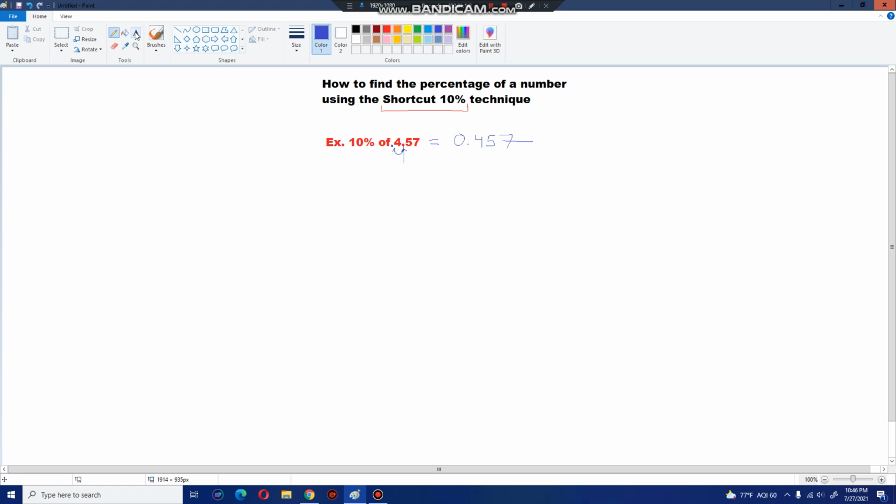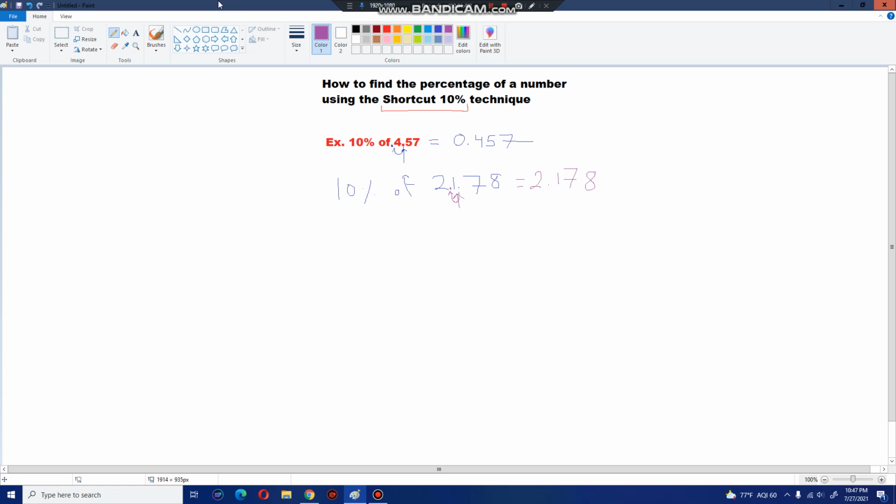Let me show you another one. Let us find 10% of, let's say, 21.78. Okay? What is 10% of 21.78? Well, again, step number one, you find the decimal point, which is located right over here, and you jump one space to the left, and you put that new decimal point right there. And 10% of 21.78 is 2.178. You see that? That's how you do the 10% technique.